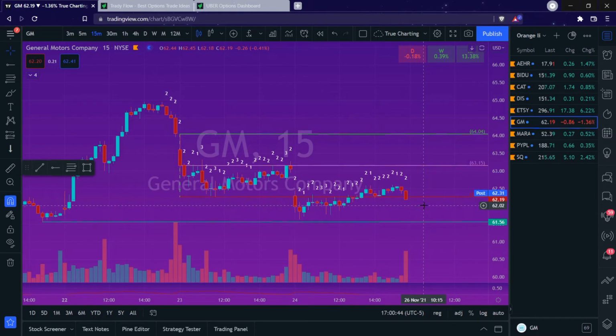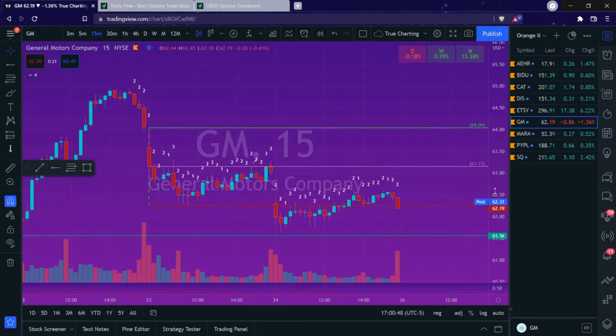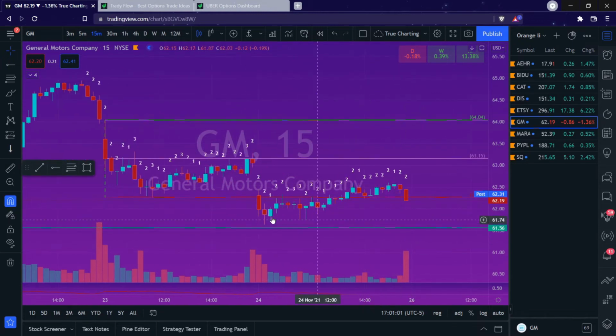On GM, on stocks that don't move a lot, I like to go down to the 15-minute chart because they're not moving like Etsy. They're not moving like Tesla. They're not moving like Nvidia. They're not moving leaps and bounds. They're incremental movers. So I'm on the 15-minute chart.